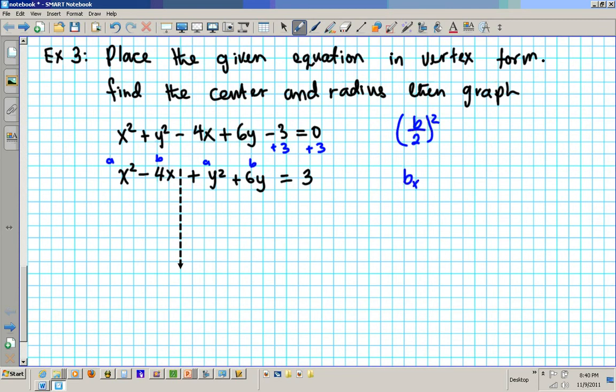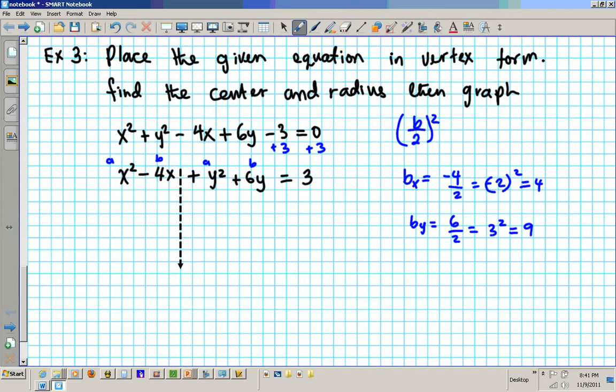b in the x world is -4, because that's the coefficient of the first degree variable x. b in the y world is 6, because that's the coefficient of the first degree variable y. So what do you do here? You divide by 2, and then you square it, as this suggests, b over 2 squared. So you divide this by 2, which is negative 2, and then you square it, which gives you 4. Same thing in the y world. Divide by 2, 3 squared, 9. These are the two numbers that complete the square in both worlds.